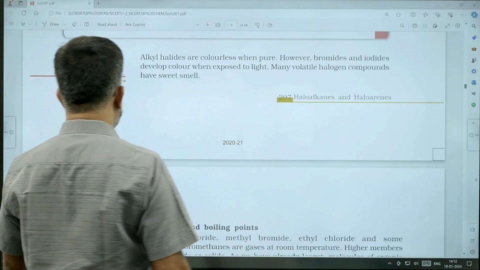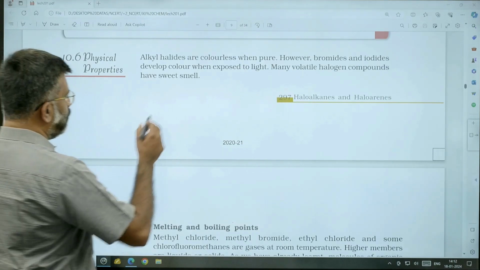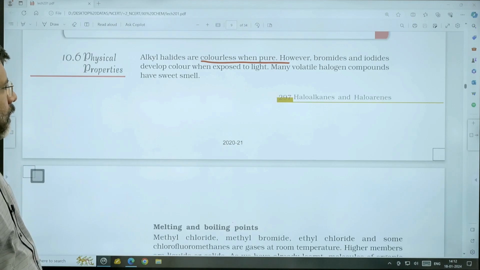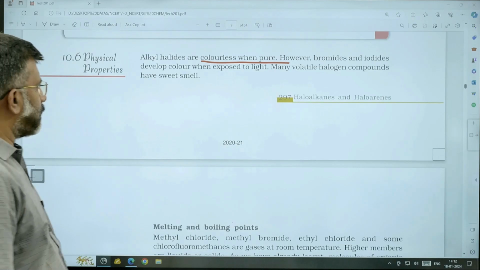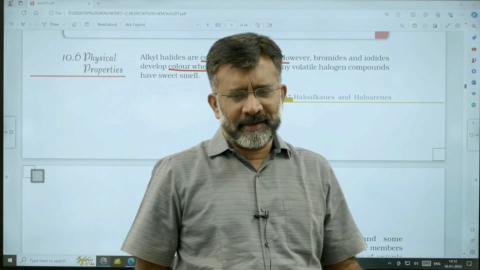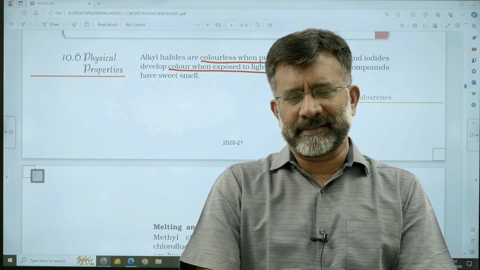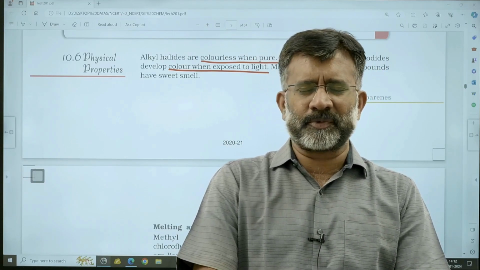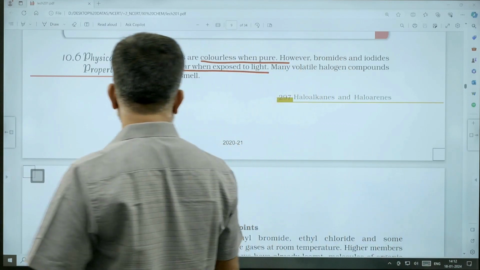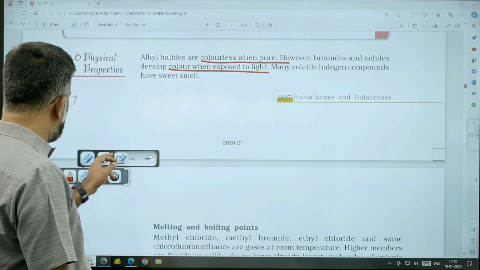Properties of haloalkanes, haloarenes. Alkyl halides are colorless when pure. However, bromides and iodides develop color when exposed to light. What could be the reason? It should be due to the greater size of the halide, which gets easily polarized, which can make it absorb light of different wavelengths. That is the cause of color. Okay. Many volatile halogen compounds have a sweet smell also.